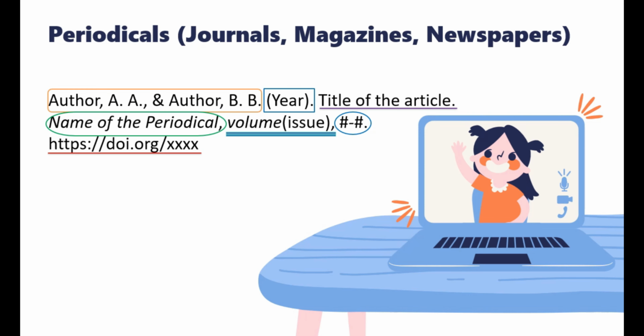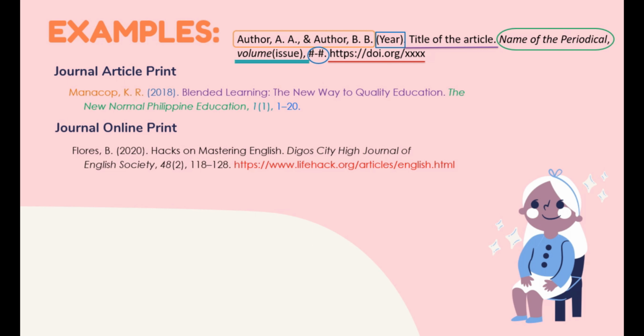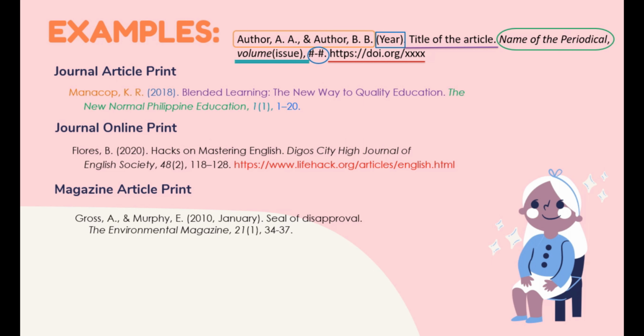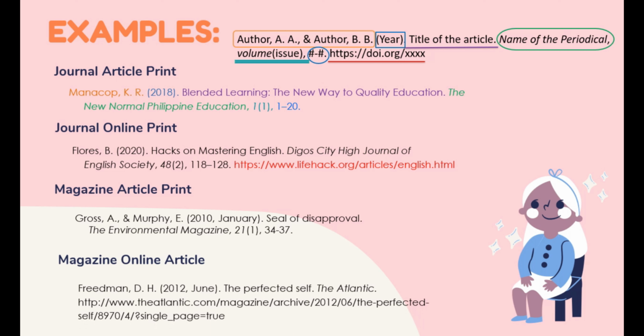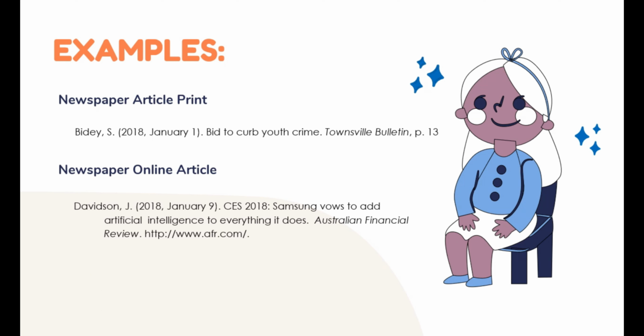Okay, let's just look at the examples. In journal article print and journal online, the difference between print and online is you just added the URL. If you get the information online, you have to include the URL. Same with the magazine article print and the magazine online article. Again, just take a look so you can familiarize with the different formats from periodical sources. And also, another one is the newspaper article print and news online article. It's the same with the magazine and journal format.